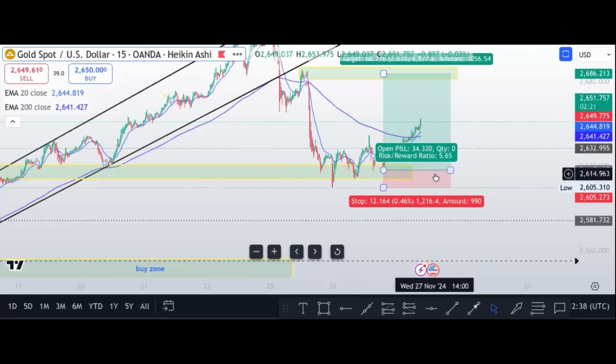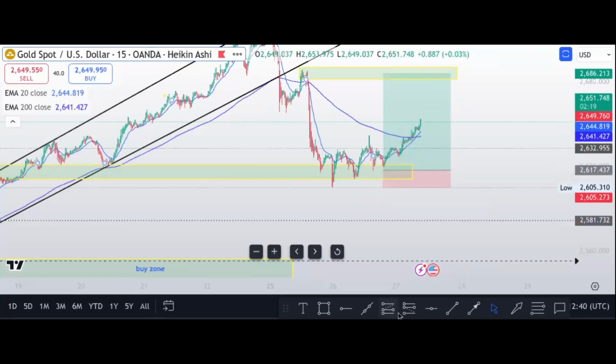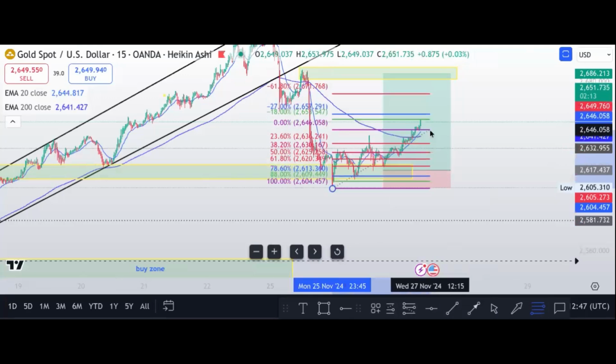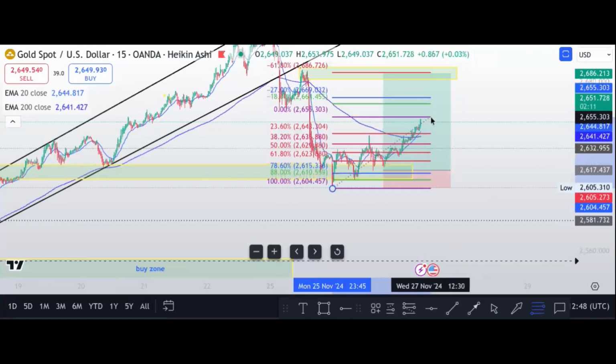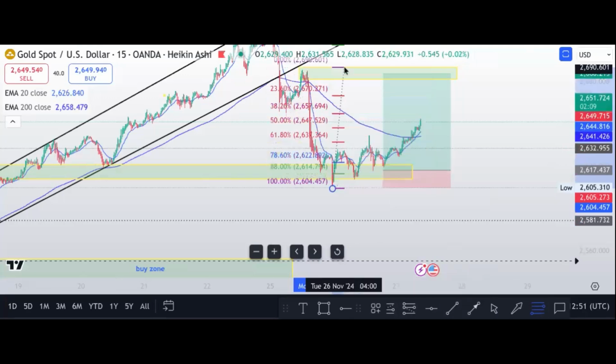Now, another phenomenal thing is the fact that I could use my Fibonacci, which I really love using, from my low to my high point here. Oh, hold on, what's that?